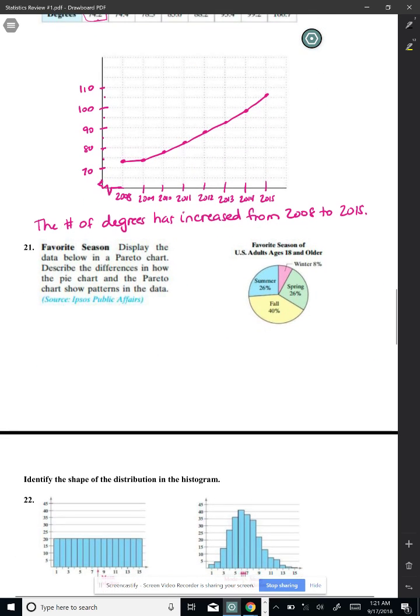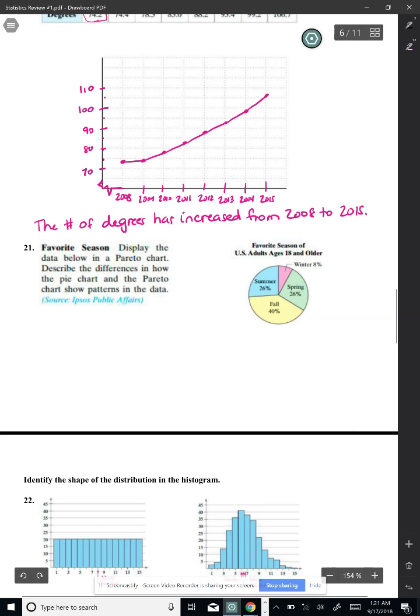Okay, on number 21, they're asking you to display the data below in a Pareto chart. So on these, it's like a bar graph to a certain extent. It's not like the frequency histogram because the bars are not connected. And the way you create this is you go from the highest to the lowest. So when you look here, we have 4 categories. So we know that this is going to be divided up just into 4 categories.